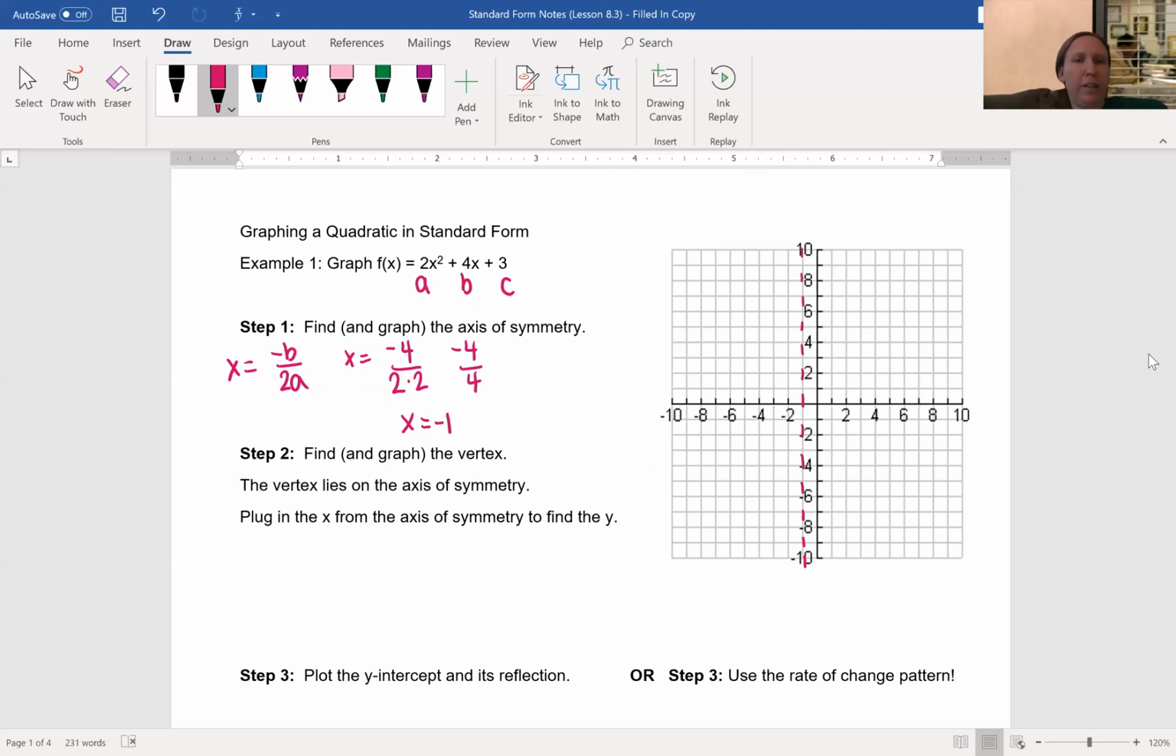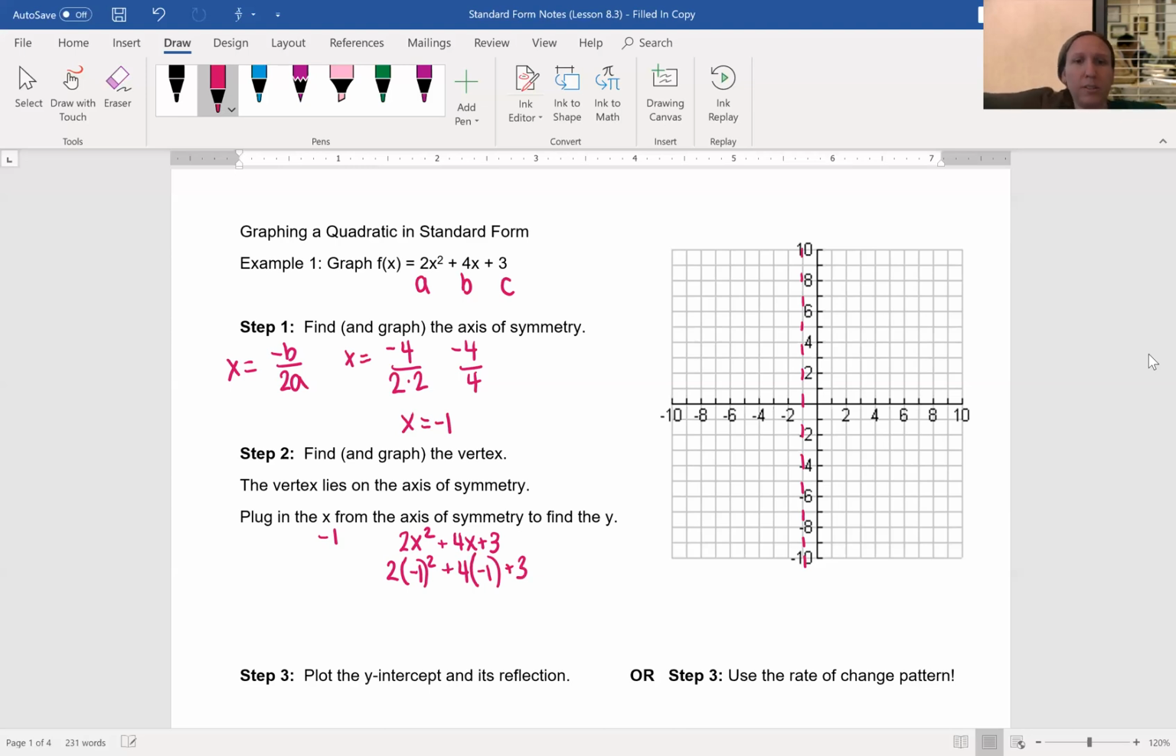Next, we're going to find and graph the vertex. Now, hopefully you remember from when we did vertex form that the vertex is on the axis of symmetry. So that means that we need a point somewhere on this vertical line, which means that the x coordinate of that point is going to be -1. So we're going to plug -1 into that original equation and figure out what that corresponding y value is going to be. So I'm just going to rewrite my equation down here, 2x squared plus 4x plus 3. And I want to plug in x of -1 and evaluate it.